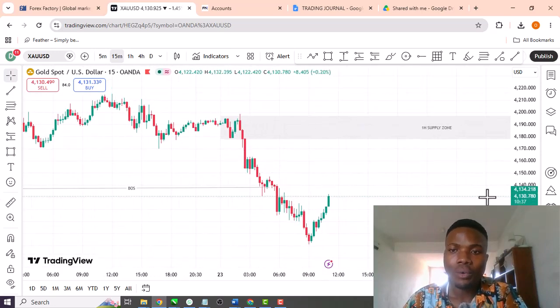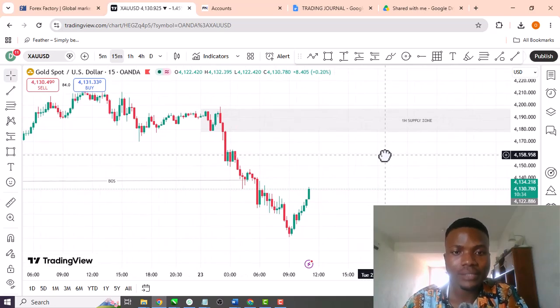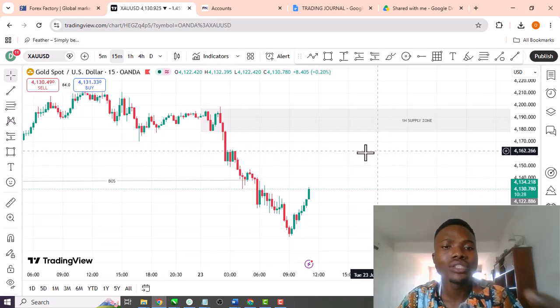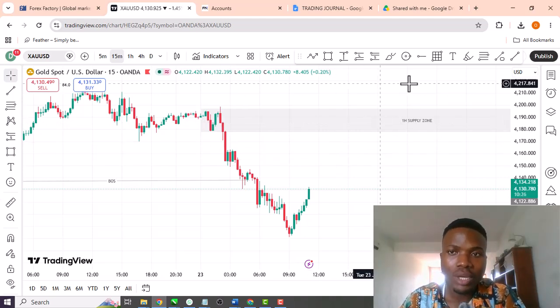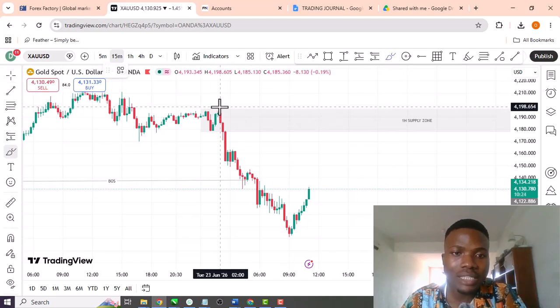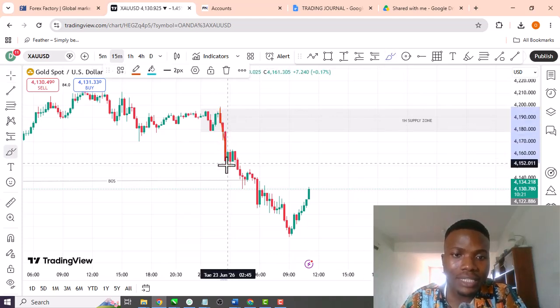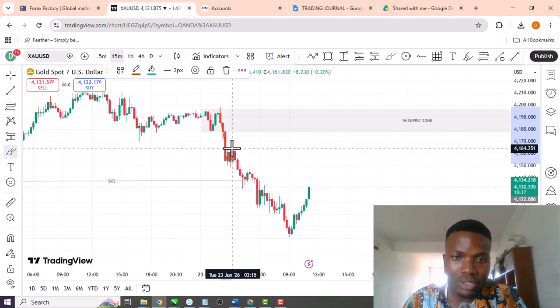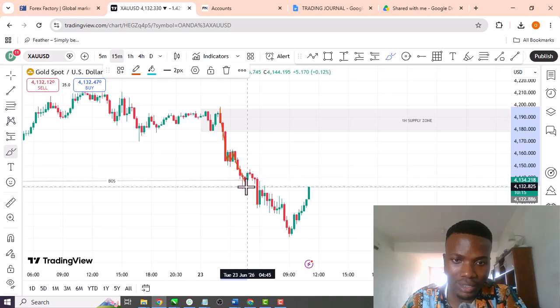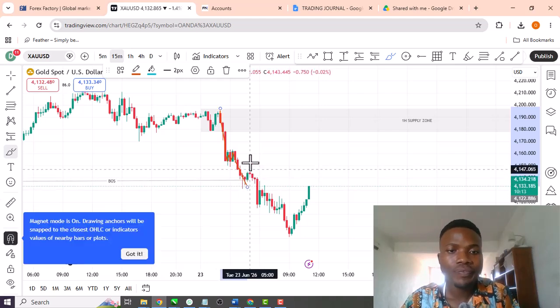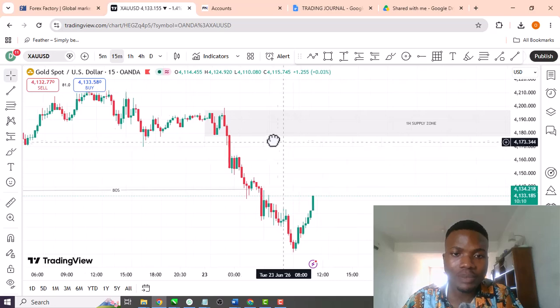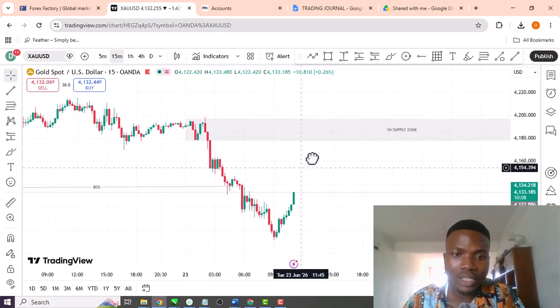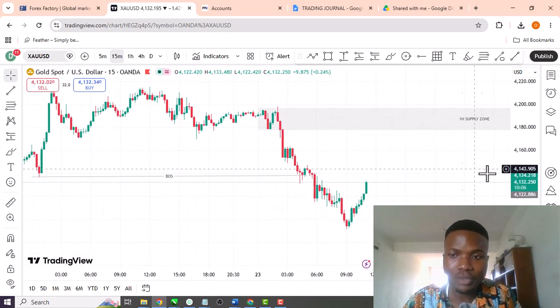Now the next thing for me to do is that I'm going to mark up my supply zone, my 15 minutes supply zone. Now listen carefully. You know that this one is 1 hour supply zone, but you see that when price was actually selling to the downside from here, price paused a little bit, like price was consolidating around this zone before price pushed to the downside again. Okay, so it means that potentially we have a break of structure right here.